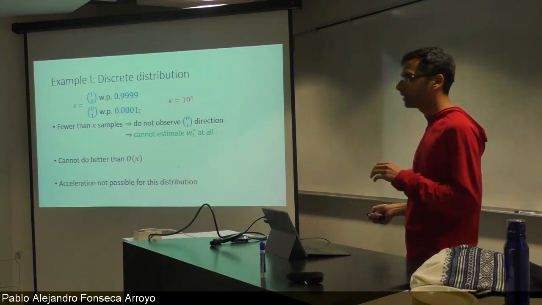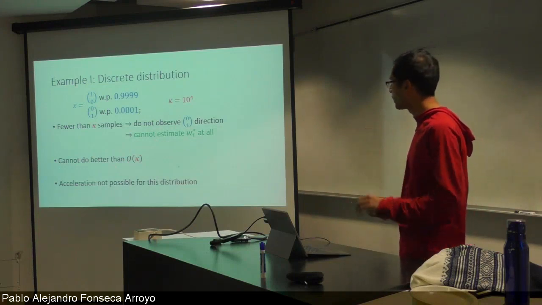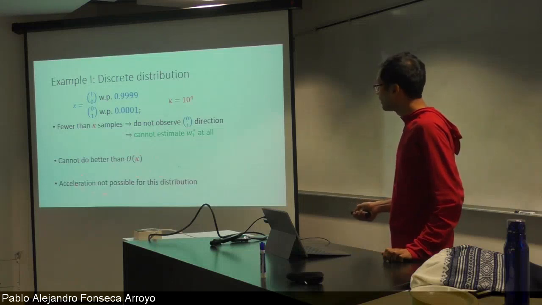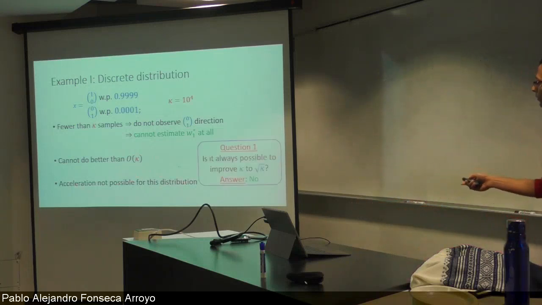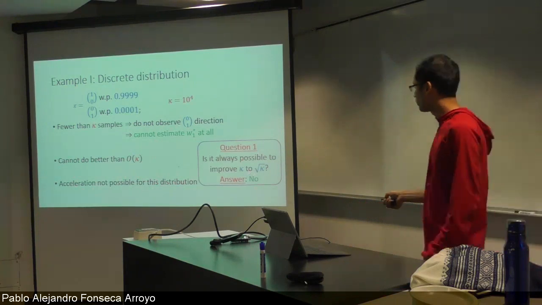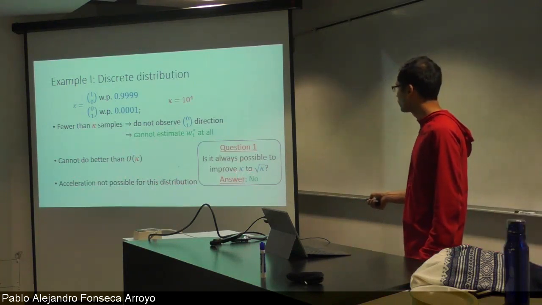It's not about competition or anything. Just information theoretically, you cannot do anything better than condition number. So acceleration is not possible at all for this distribution. So this answers the first question in the negative: we cannot always improve this condition number to square root condition.